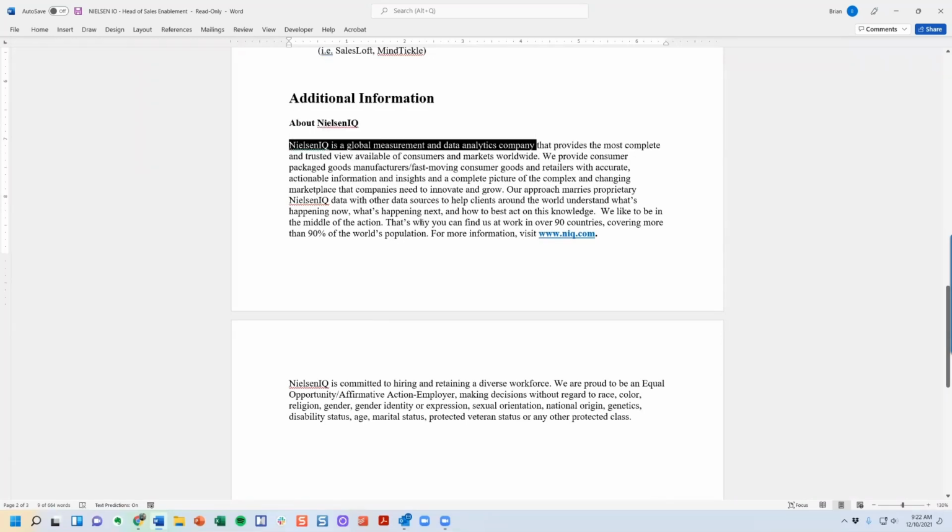Now, one of the things I've learned about dealing with a lot of companies is there's typically a bias culture. In other words, some companies are very engineering driven. Some companies are very finance driven. Some companies are very creative driven. Other companies are operational driven. So in a measurement and data company like this, they're going to be data driven probably.